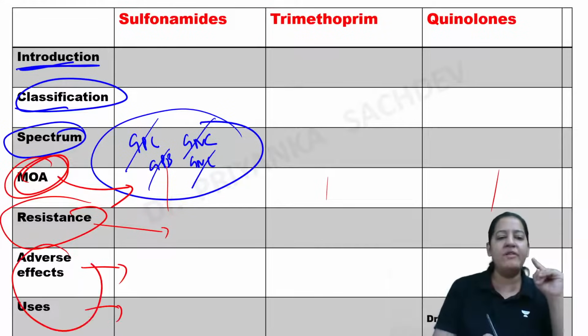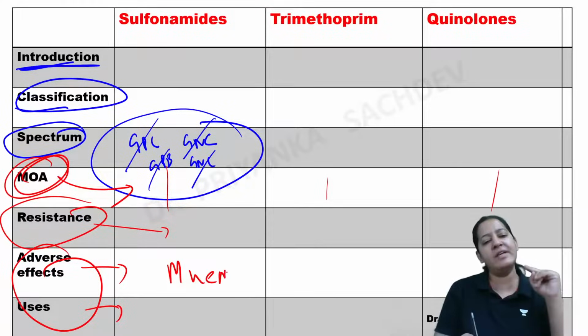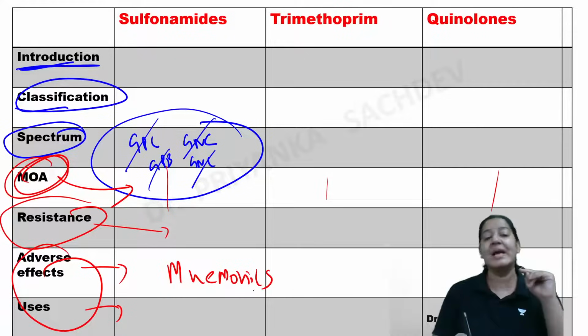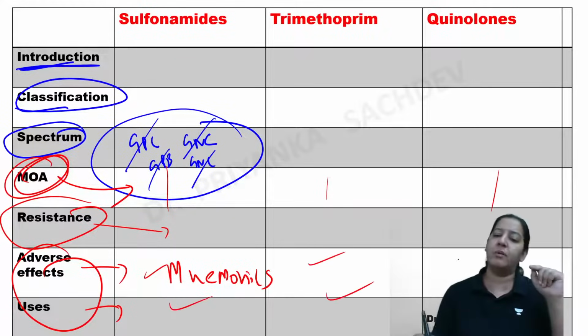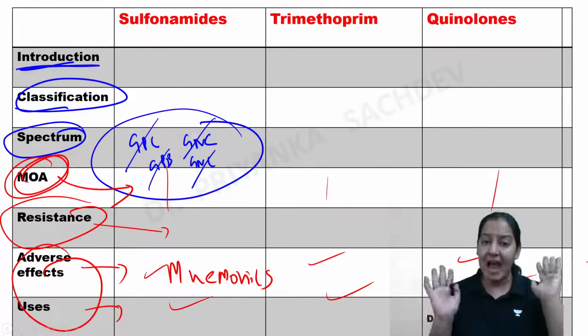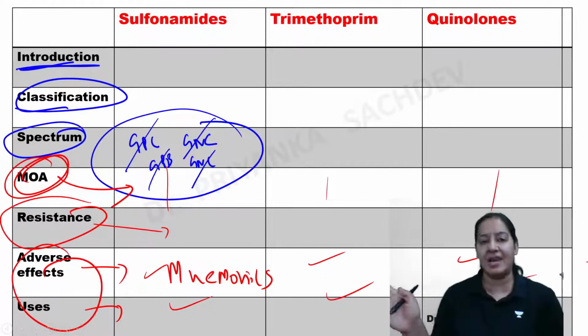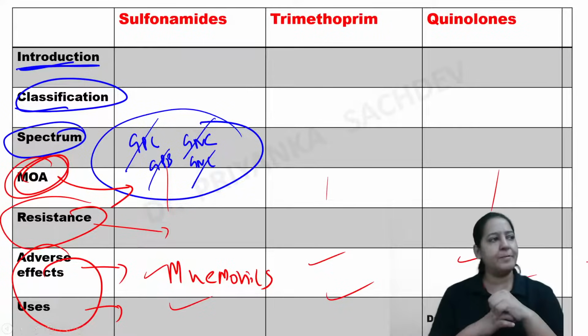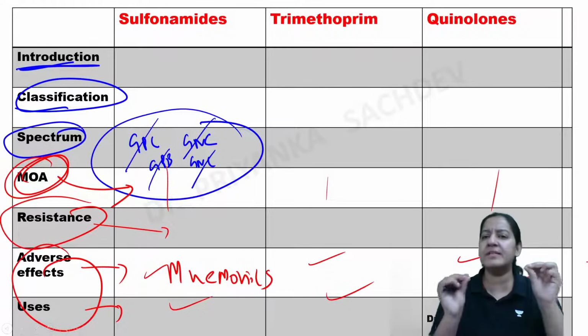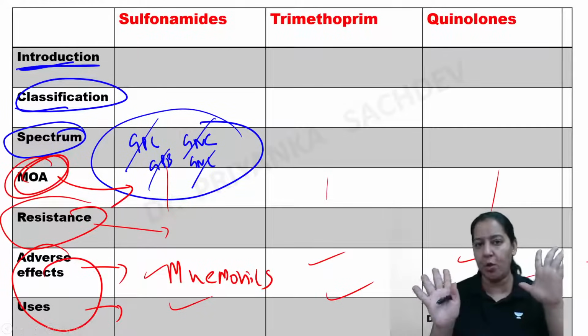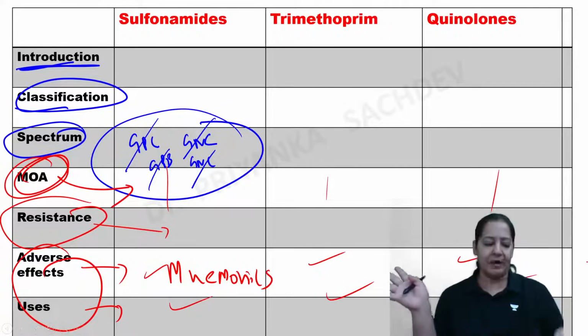For adverse effects and uses, I always give mnemonics, multiple mnemonics. In each category, you will have two mnemonics, one for uses and one for adverse effects. With the help of a mnemonic, you can fit it in your permanent memory and solve technically any MCQ based on that. Shall I start? Give me a few minutes. You yourself will realize this is the easiest way in the world to retain all antimicrobial drugs.